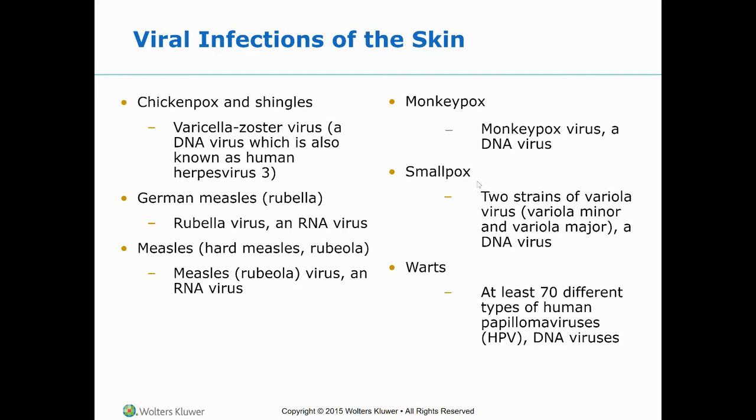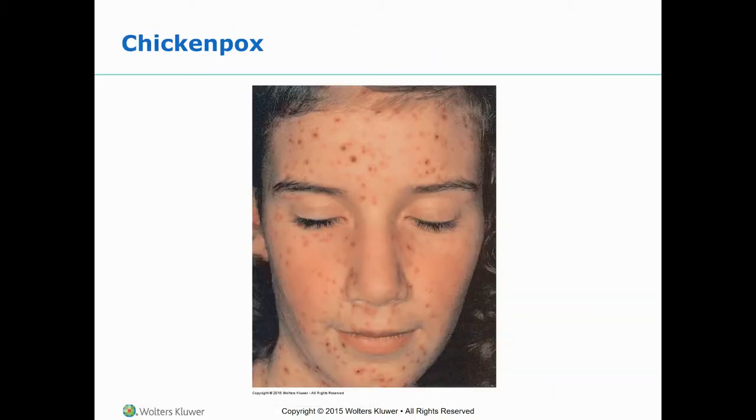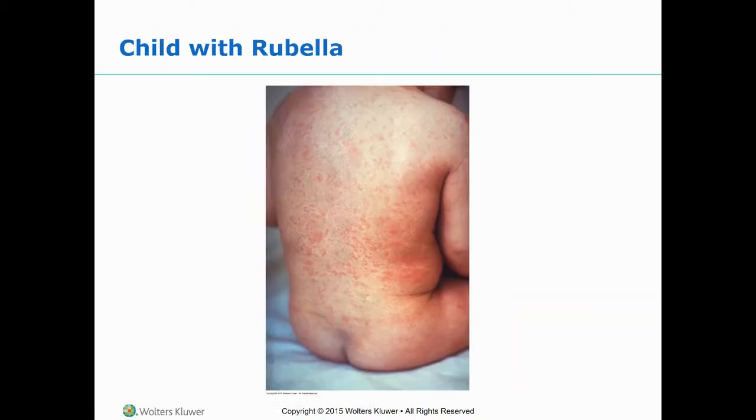So you have monkeypox and smallpox. With smallpox, remember, the smallpox vaccine is a cowpox vaccine, and they're very similar. They're both DNA viruses. And then from human papillomaviruses, you can get genital warts. Okay? So chickenpox, remember those.